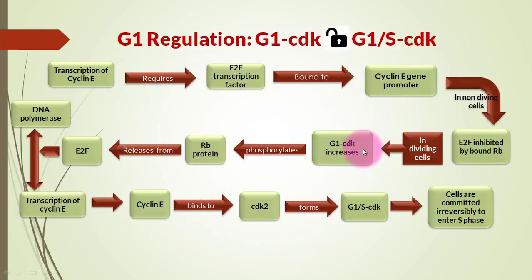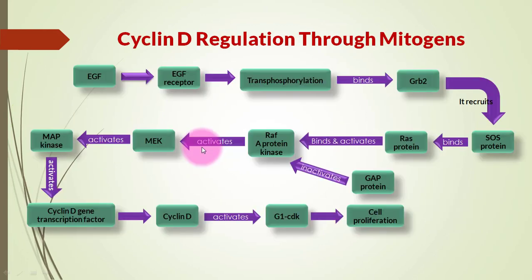G1-CDK, this is a very important one. We have seen it in the regulation of G1 phase. G1-CDK, when it increases, it releases the APE protein. So the production of G1-CDK follows the production of cyclin D, and then the production of G1-CDK will lead to cellular proliferation.